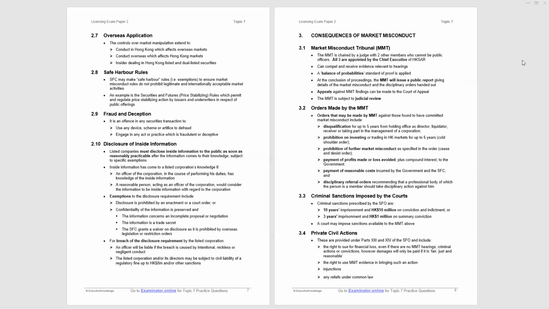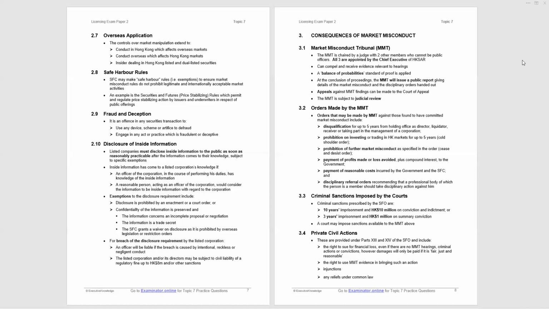They can disqualify someone for up to 5 years from holding office. They can prohibit someone from investing or trading in the Hong Kong markets for up to 5 years, the cold shoulder order. The cease and desist order, that is a prohibition of further market misconduct, which makes a lot of sense. Payment of profits made or loss avoided, plus interest to the government. Payment of reasonable costs incurred by the government and the SFC, and any disciplinary referral orders to other professional bodies.